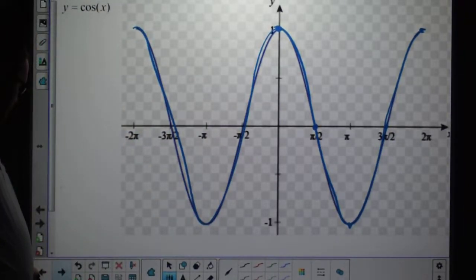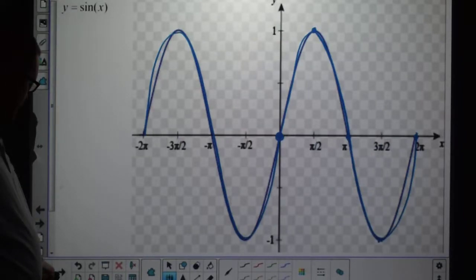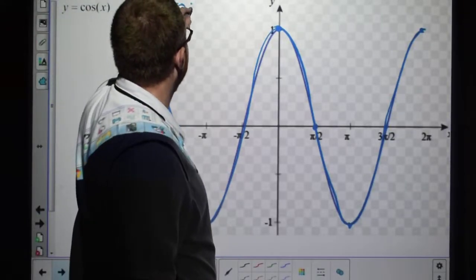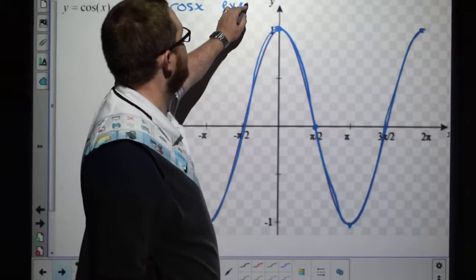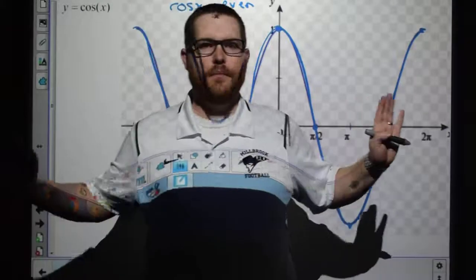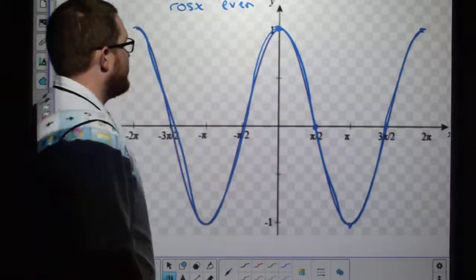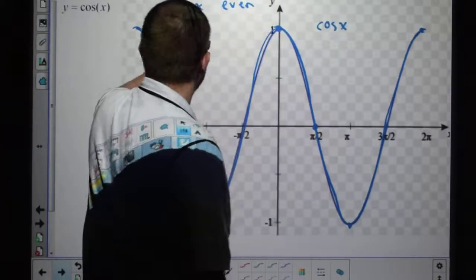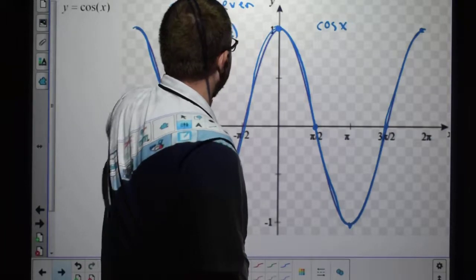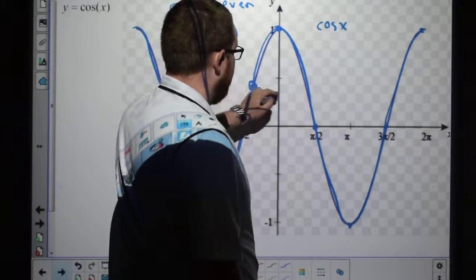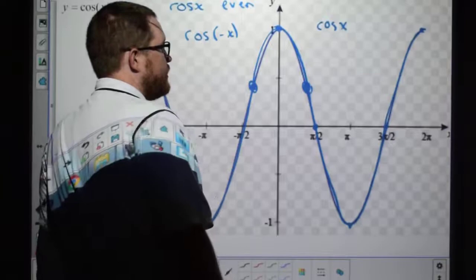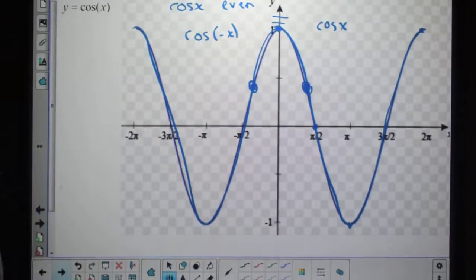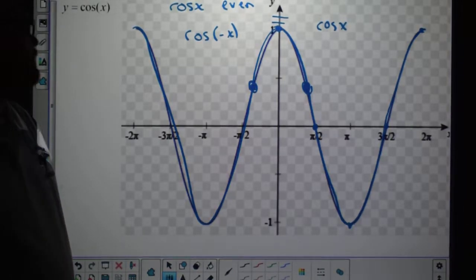Now, what do you notice about the sine graph and the cosine graph? Well, they're symmetric. The cosine graph is even, meaning that the right side and the left side are the same. It's symmetric over the y-axis. Well, what does that mean? That means that if you have some cosine x over here and some cosine negative x over here, because it's symmetric, they're both at the same y value. So these two things are equal to each other. That's one of the negative angle identities.